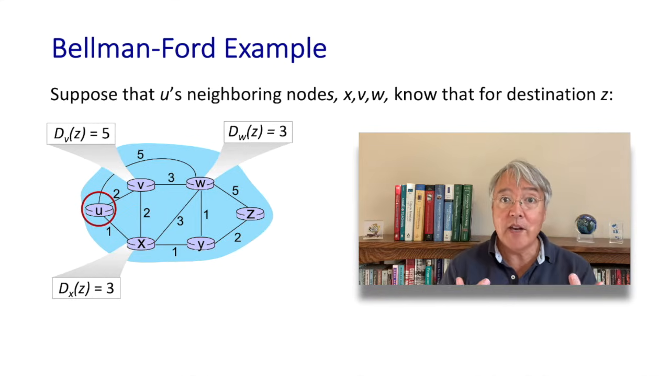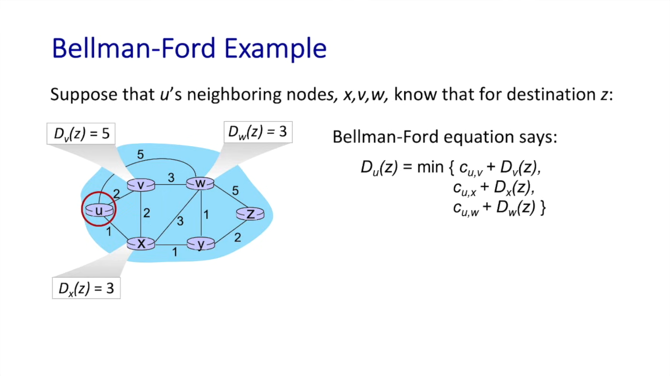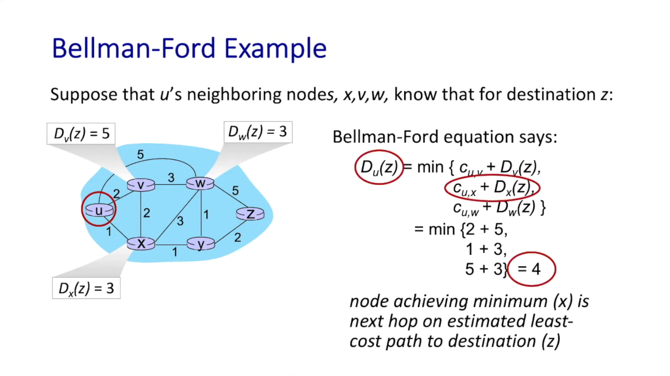The neighbors are going to communicate this information back to you. What is this going to mean for you? For this example, the Bellman-Ford equation says that the minimum cost path from U to Z is going to be the minimum of three quantities. The cost of getting from source U to neighbor V plus the cost of getting from neighbor V to destination Z, the cost of getting from U to neighbor X plus the cost of getting from X to Z, and the cost of getting from U to W plus the cost of getting from W to Z. If you plug in the numbers here, you'll find that the minimum cost to get from U to Z is via neighbor X and at a cost of 4.